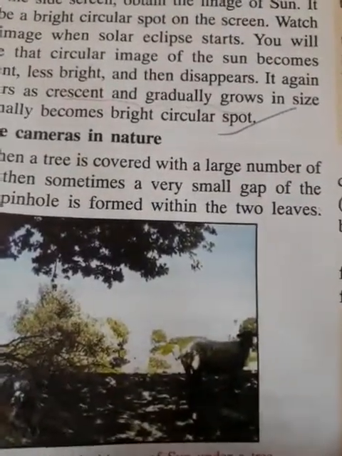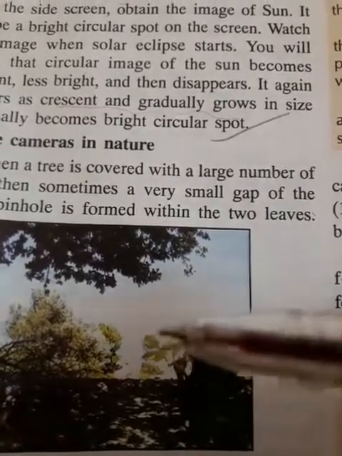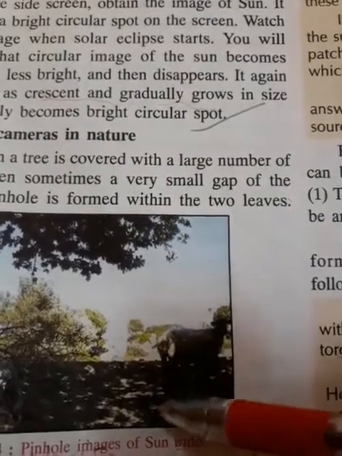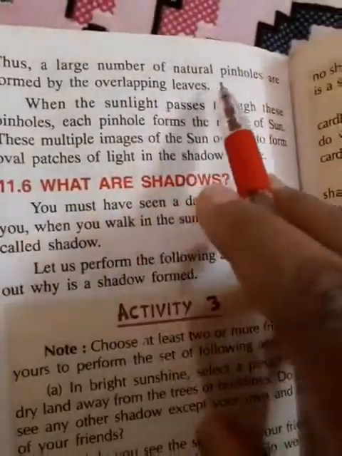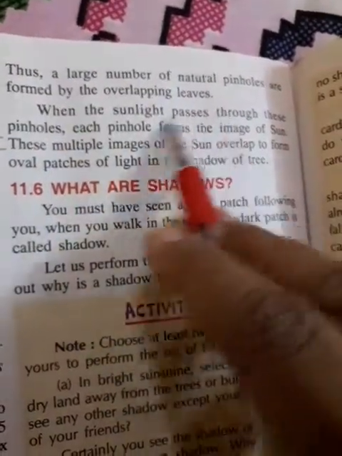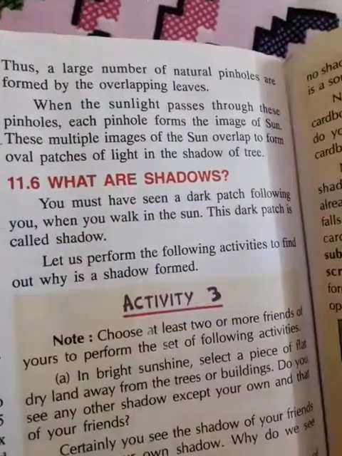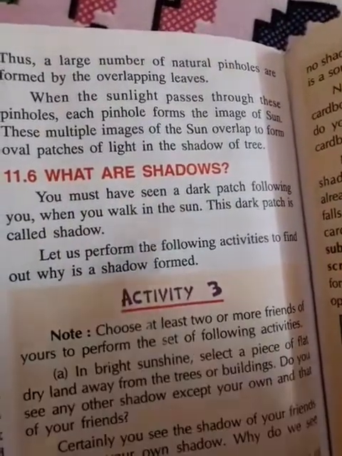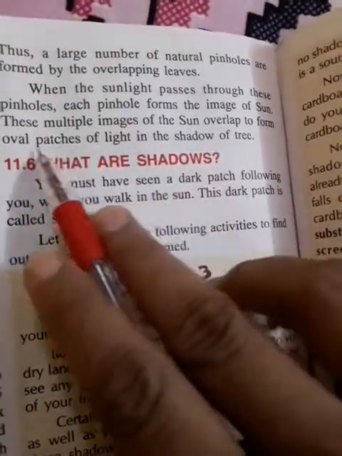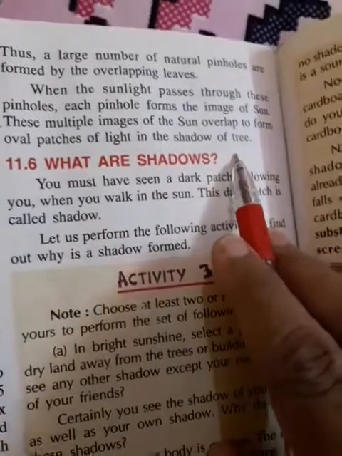Thus a large number of natural pinholes are formed by the overlapping leaves. When the sunlight passes through these pinholes, each pinhole forms an image of the sun, and these multiple images of the sun overlap to form oval patches of light in the shadows of the tree.